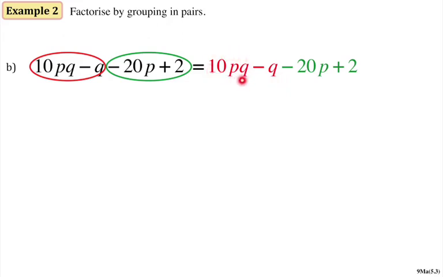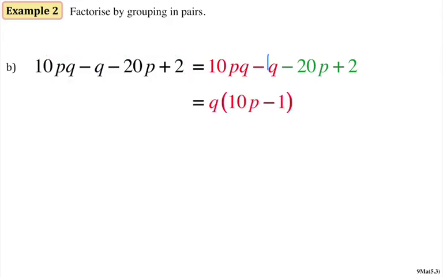What am I left with? 10p minus 1, because it's a 1q. So I can take out Q and be left with 10p minus 1.